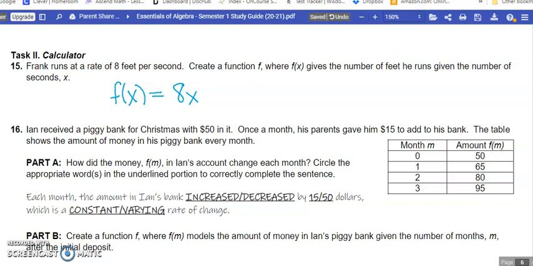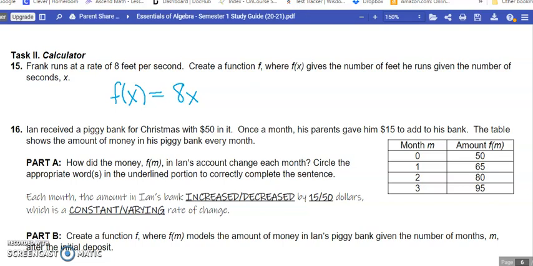Number 16, Ian received a piggy bank for Christmas with $50 in it. Once a month, his parents give him $15 to add to his bank, so plus 15, plus 15. The table shows the amount of money in his piggy bank each month. How did the money in Ian's account change each month? Circle the appropriate words in the underlined portion to correctly complete the sentence.